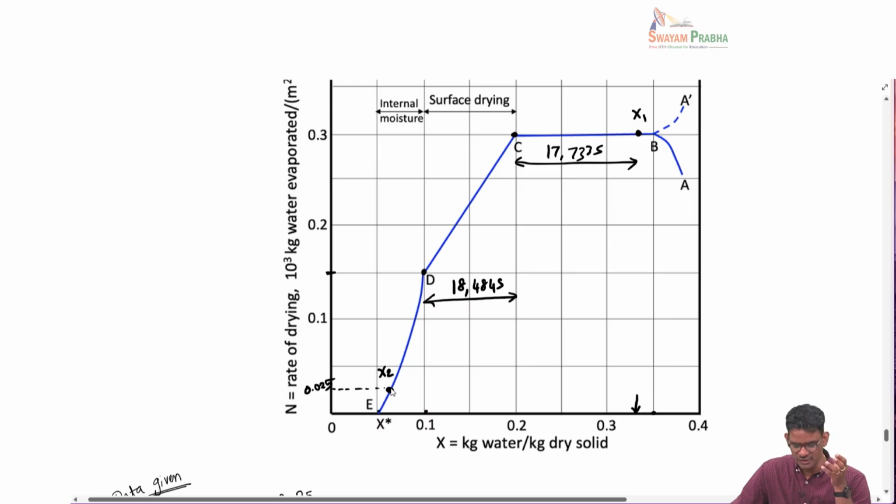And if you want to go from x2 to x star, now it's even harder. So if you want to go close to x star or even lesser, you have to probably look at different drying conditions, maybe use air of higher temperature or lower humidity to start with. With this air alone, you will see that the time taken to reach a moisture content closer to x star is going to be quite time consuming. So that's the takeaway message from this problem.